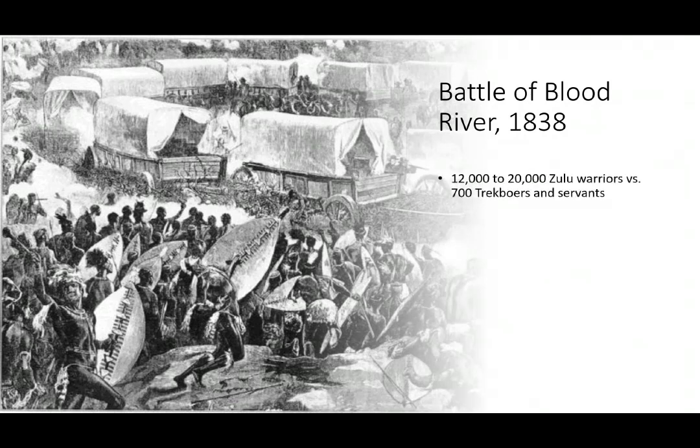Some of the facts about this: it seems that there's 12 to 20,000 Zulu warriors versus 700 Trekboers. Here we see a great illustration. Looks very similar to what you might see in the Wild Wild West in America. You have the circling of the wagons to create a fortress against the invaders. And reportedly, there's over 3,000 Zulu casualties and only 3 on the Trekboer side.